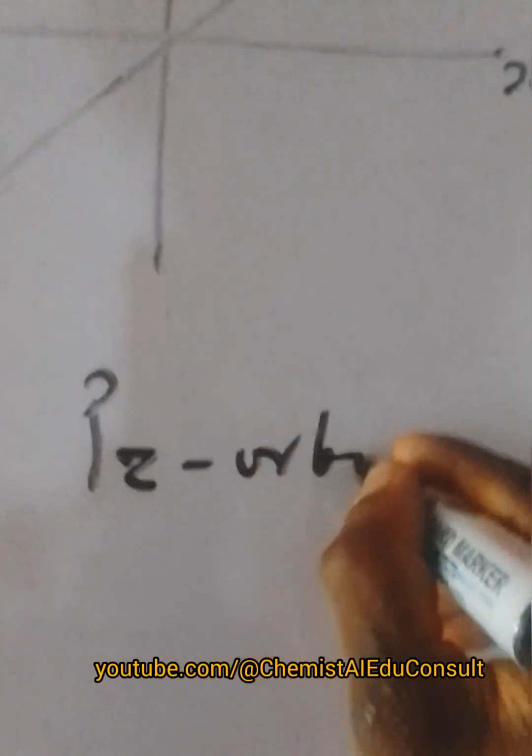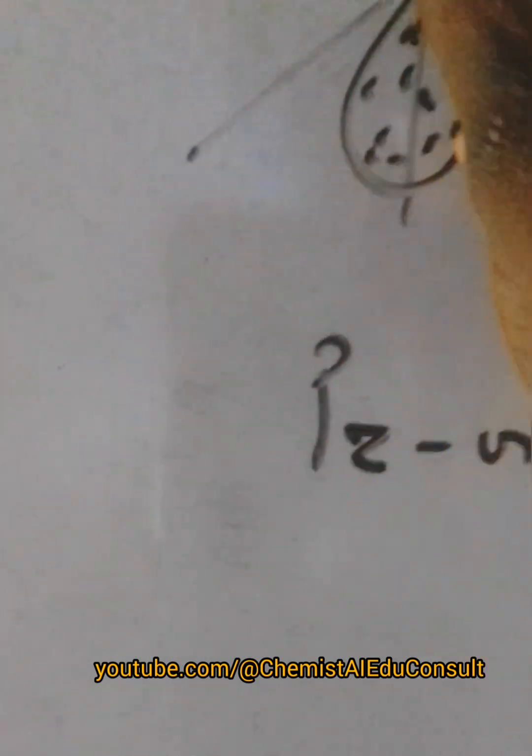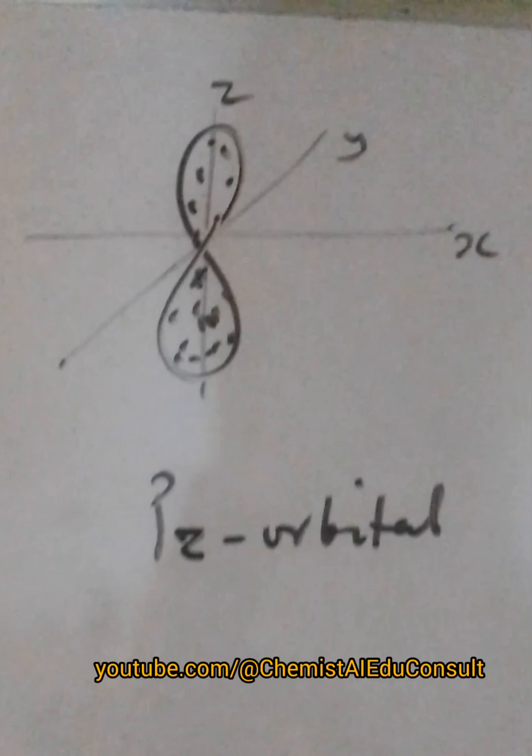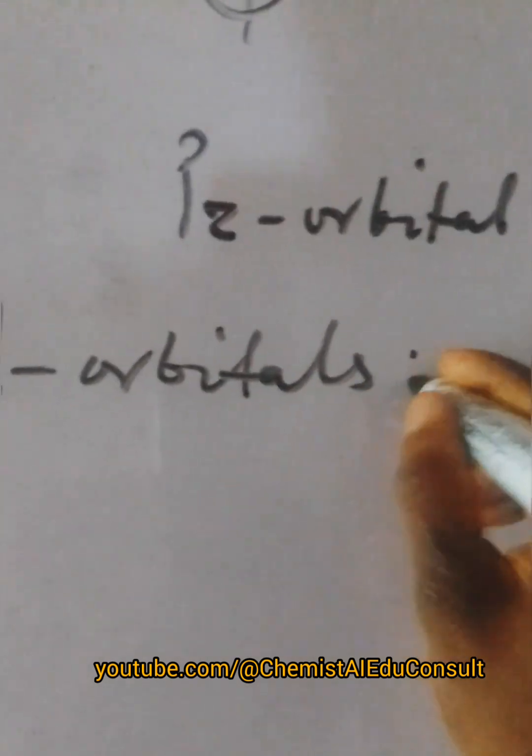That is Pz. You know that the dumbbell shape lies along Z. So this is the shape of the Pz orbital. D orbitals are degenerate also. There are 5 D orbitals.